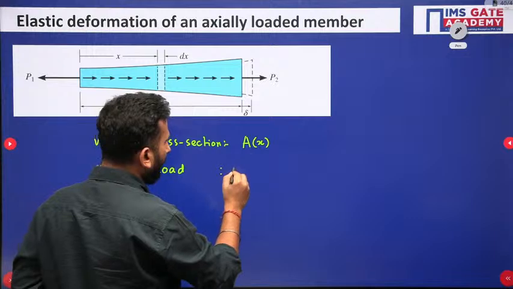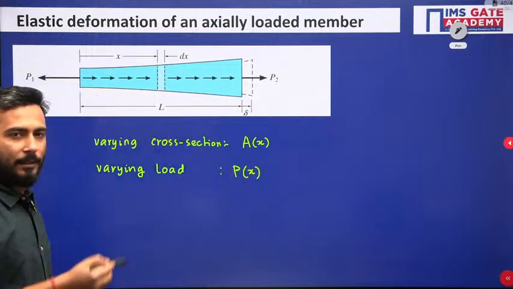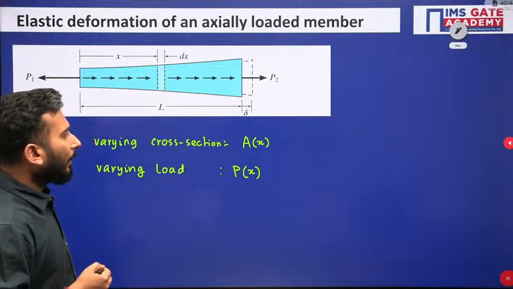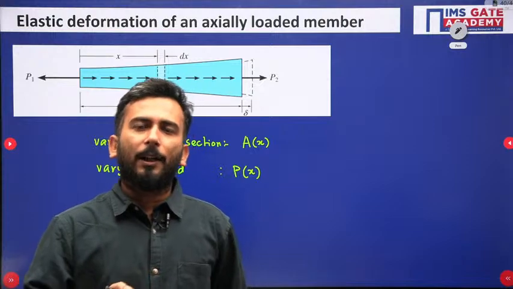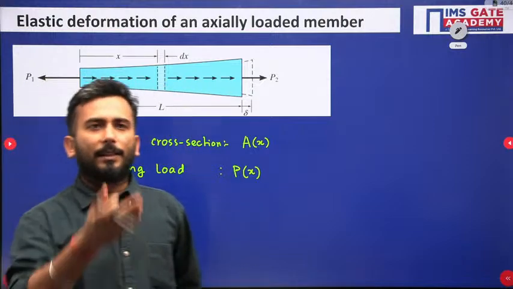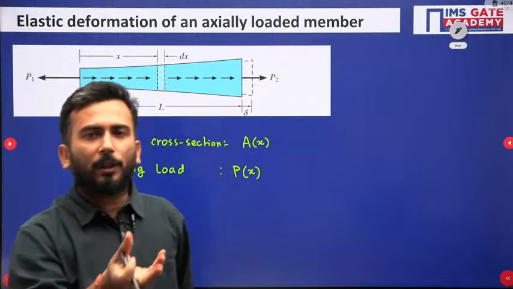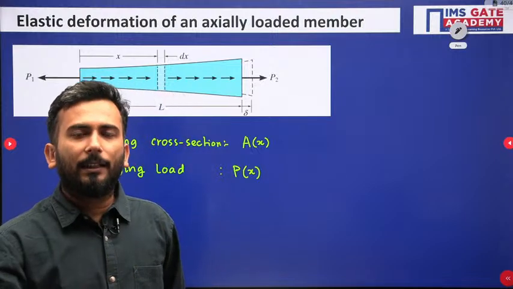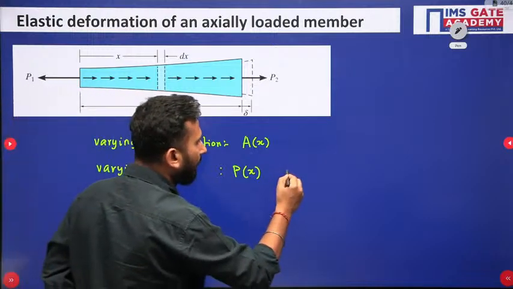That means with every x the load changes. It can be an example of gravity, where something is hanging. When gravity applies force on the body, at every section the force changes. So it can be a case of self weight also. Example, self weight.